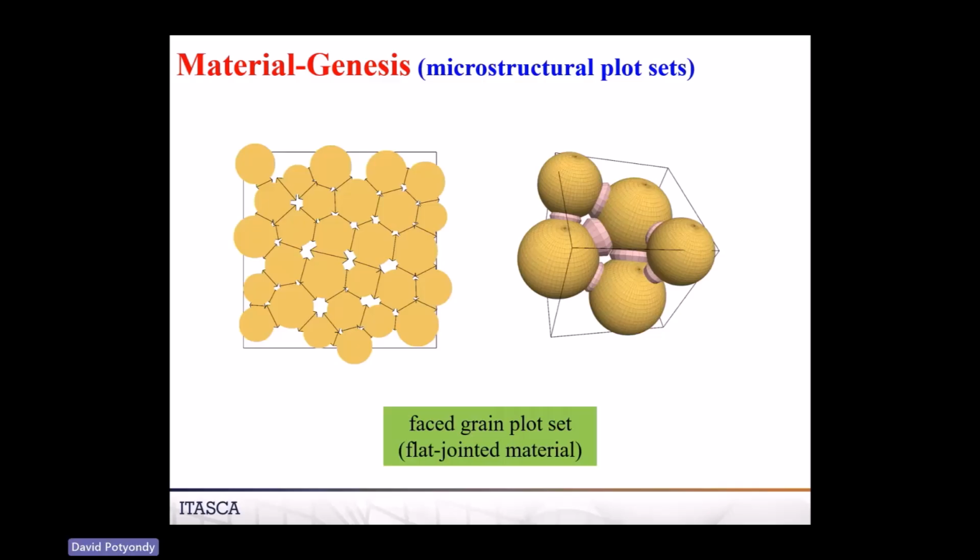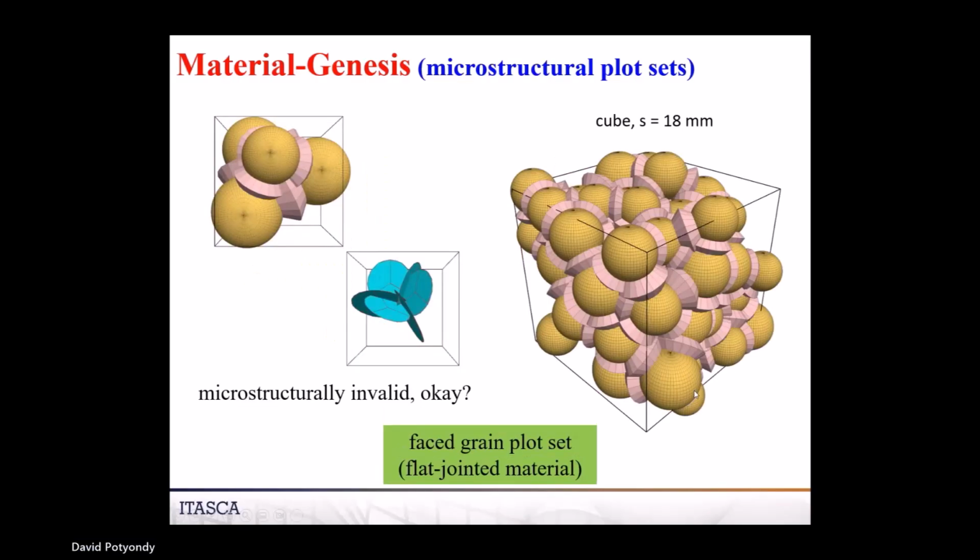This is another one of these microstructural plot items to draw these cool things. This is the 2D thing. This is the 3D. This is really what the microstructure of the 3D flat jointed thing looks like. That's the mechanics of what it's doing. Okay.